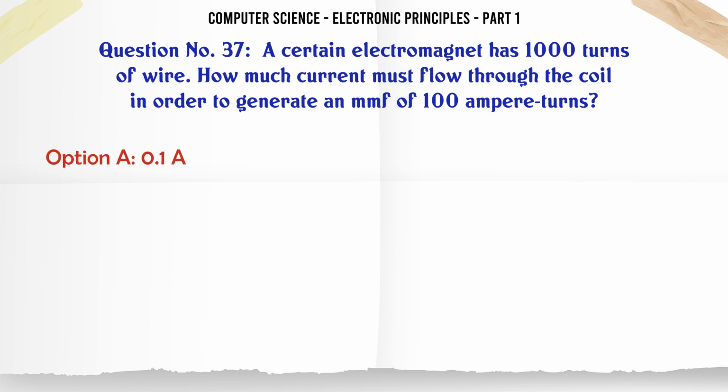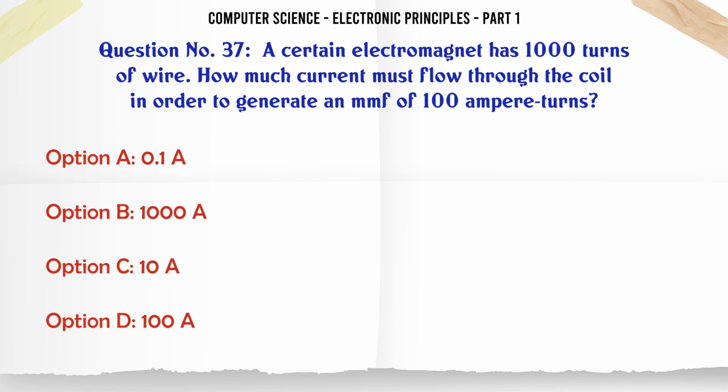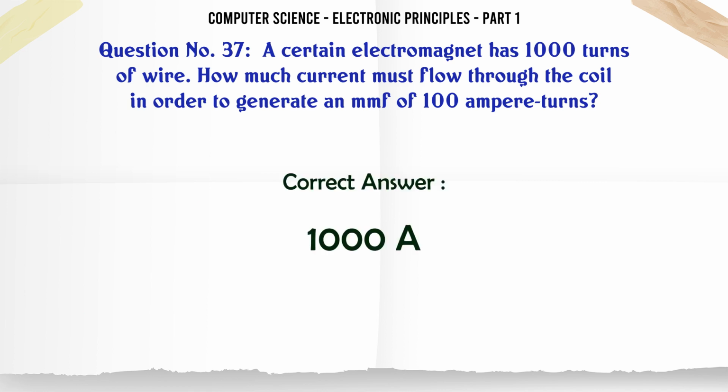A certain electromagnet has 1000 turns of wire. How much current must flow through the coil in order to generate an MMF of 100 ampere-turns? A. 0.1 A. B. 1000 A. C. 10 A. D. 100 A. The correct answer is 1000 A.